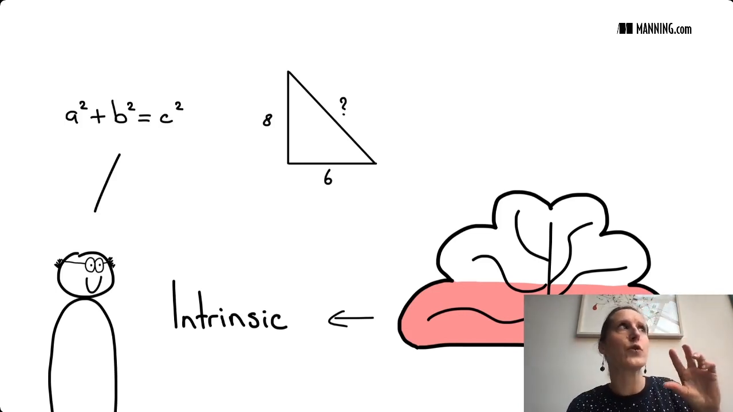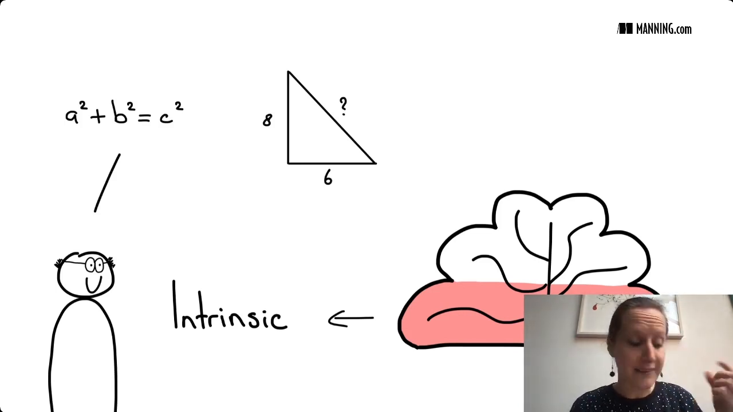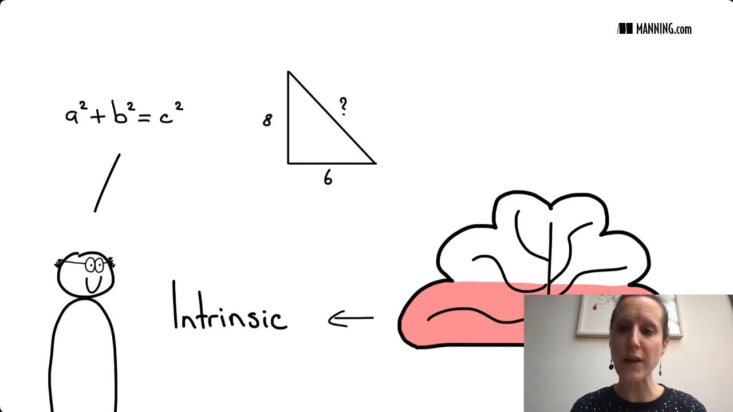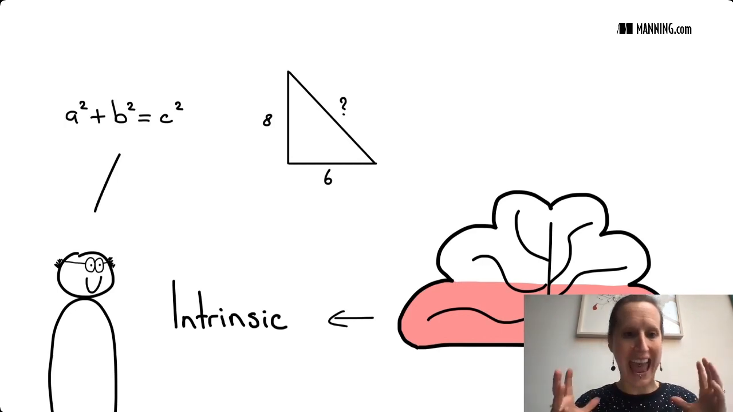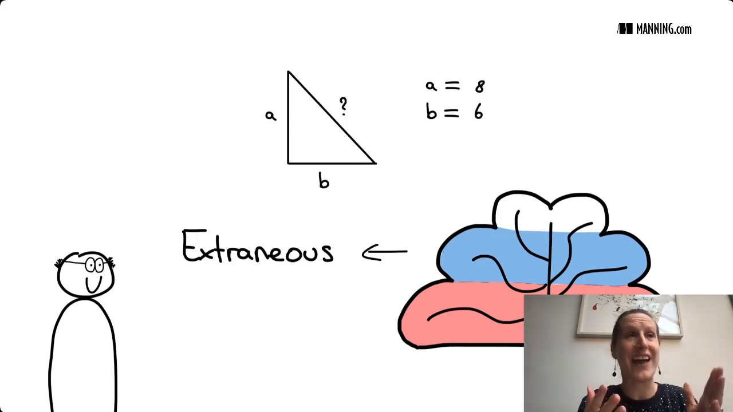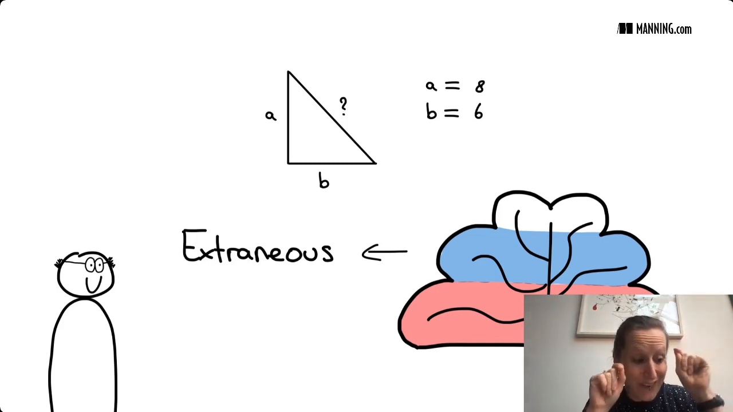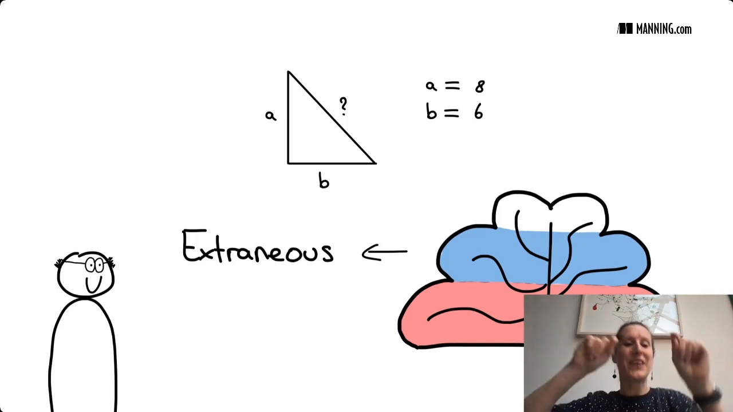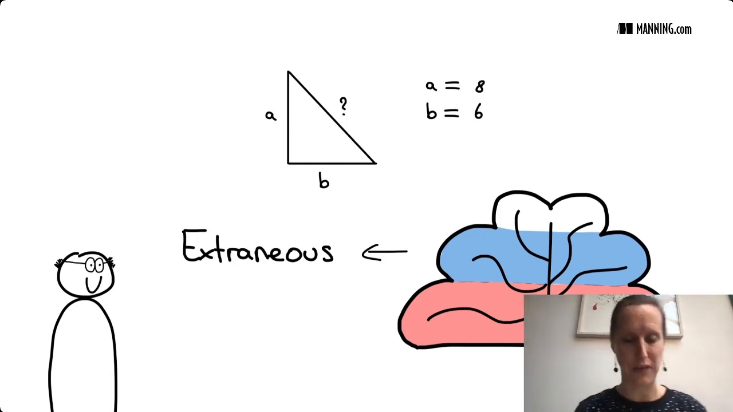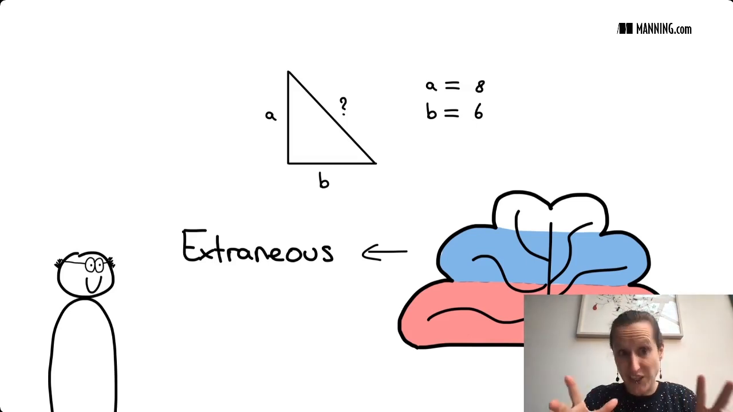However, the way a certain problem is phrased can give extra cognitive load. And this extra cognitive load, we call extraneous cognitive load. So if you phrase your problem in a certain way, like rather than putting the 6 and the 8 on the triangle, you put an A and a B on the triangle, and then you put the values of A and B somewhere else. This is the same problem, right?